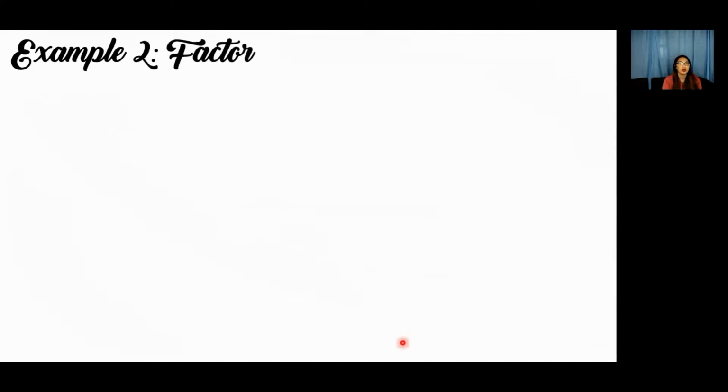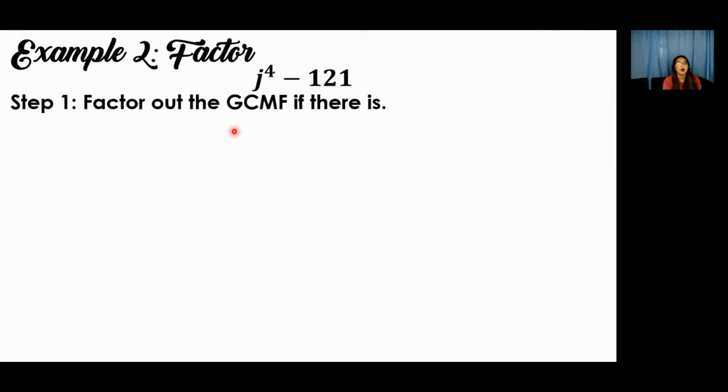Next example. Example number 2. So, let's factor j to the 4th power minus 121. So, j to the 4th is a perfect square. 121 is also a perfect square. And then, minus ang operation. So, pasok siya as DOTS. Ano po? So, step 1, factor out the GCMF if there is. Meron pa ba siyang greatest common factor? So far, wala naman po.